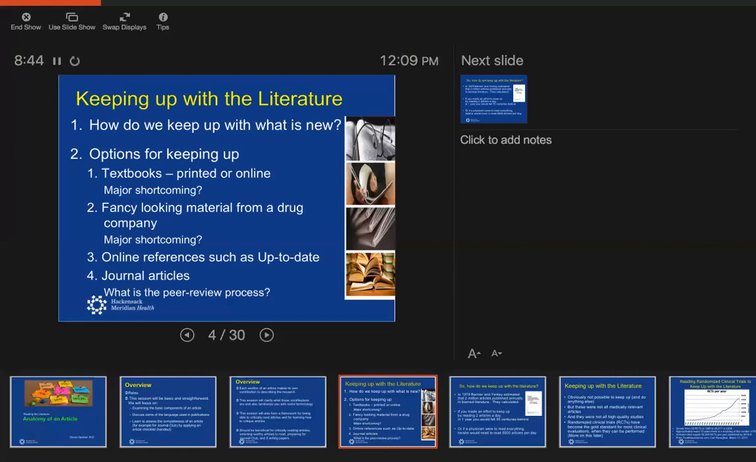You can look at online references such as UpToDate and other ones that are updated pretty frequently, and most of these are non-biased. They have a group of reviewers who look through each topic. And then we can look at journals. We can read journal articles. And there are some journals that are not peer-reviewed. So the journals, the worthy journals, are peer-reviewed. So what does it mean to be peer-reviewed? What's the peer review process?